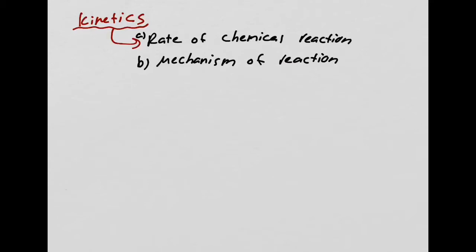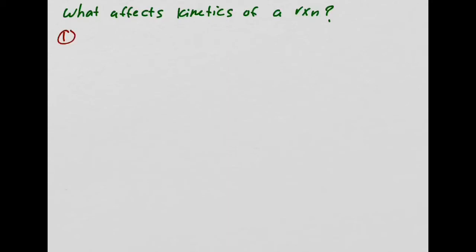All right. Now, the next thing we're going to talk about, before we really get into the equation, is what affects the kinetics of a reaction. What is going to affect the kinetics, the rate of a reaction? Number one, temperature. And you probably already knew that, right? Temperature, of course, is going to affect the kinetics of the reaction, how fast the reaction goes.